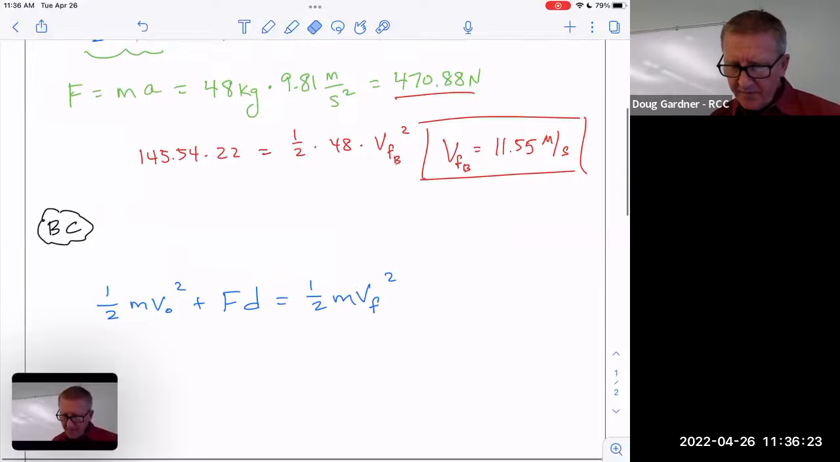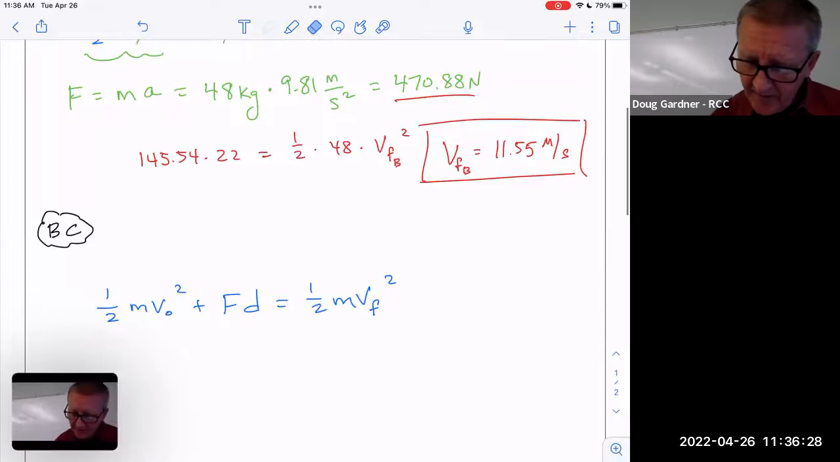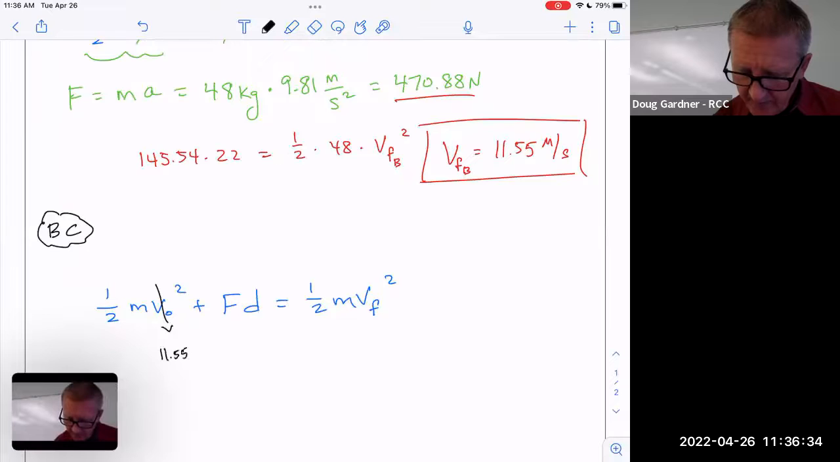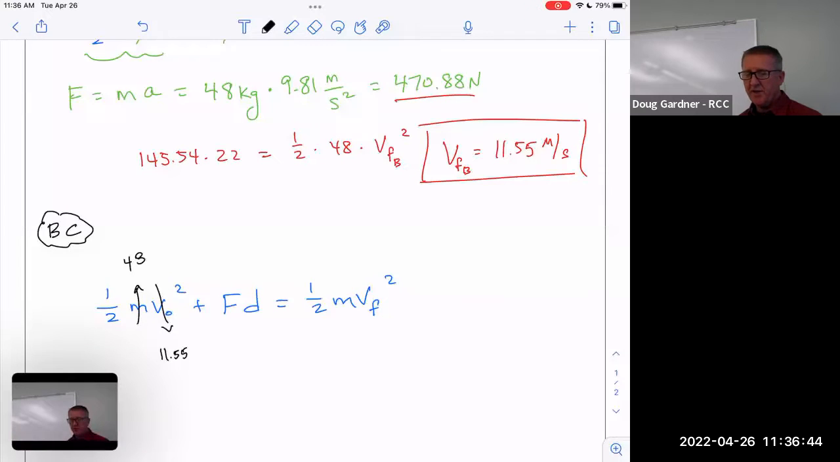But now let's move from B to C with this. Does it make sense I have an initial velocity now? Because at B where I started, my initial velocity is 11.55 and I have my mass. That seems okay, it's 48. So I actually have initial energy this time, initial kinetic energy.